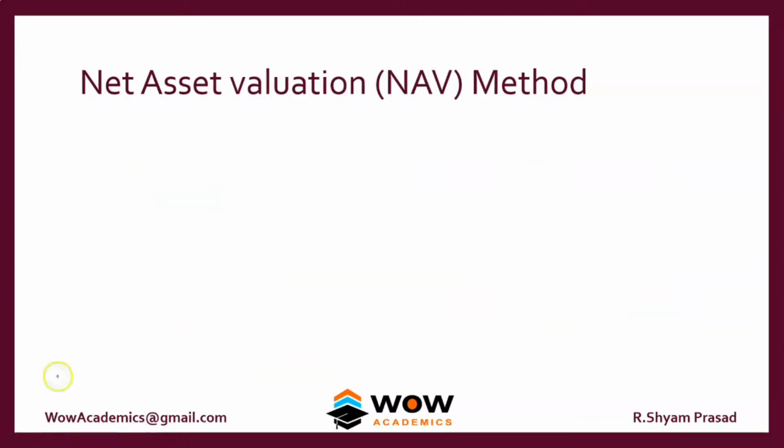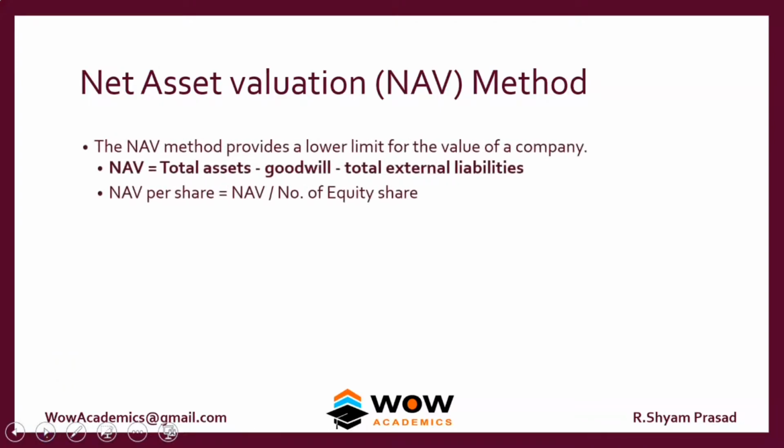So we'll move on to the next method, the net asset valuation method. The net asset method provides a lower limit for a company's value. When you apply this method, you will get a lower limit of a company, or the minimum worth of a company. So this gives you the minimum worth or minimum value of a company.